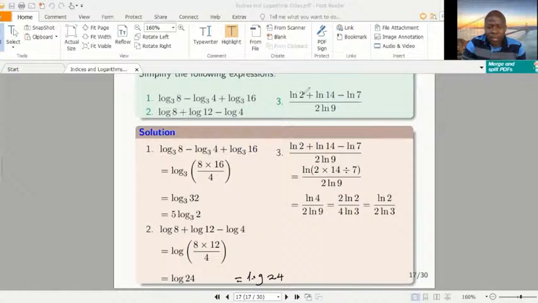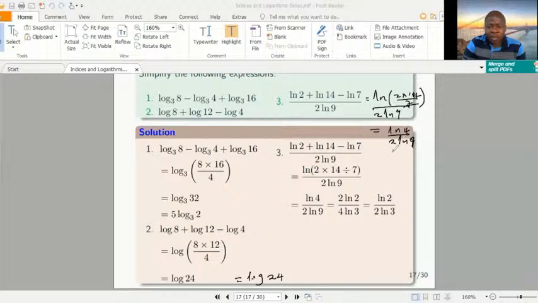Where there is the sum, this is natural logarithm of, I'm doing the numerator, then the denominator remains here, natural logarithm of 9. So the numerator we have 2 times 14, then divided by 7. That's the numerator. So this is natural logarithm. The numerator will then be natural logarithm of 4 over 2 natural logarithm of 9.